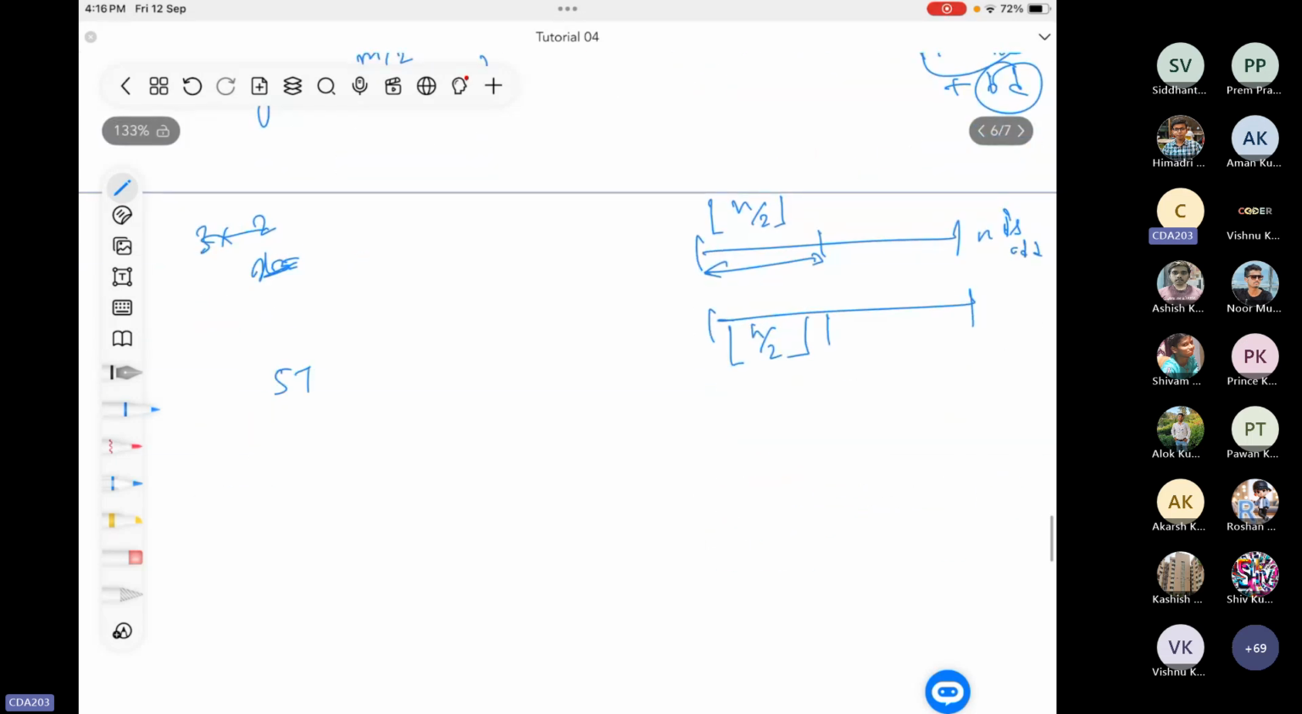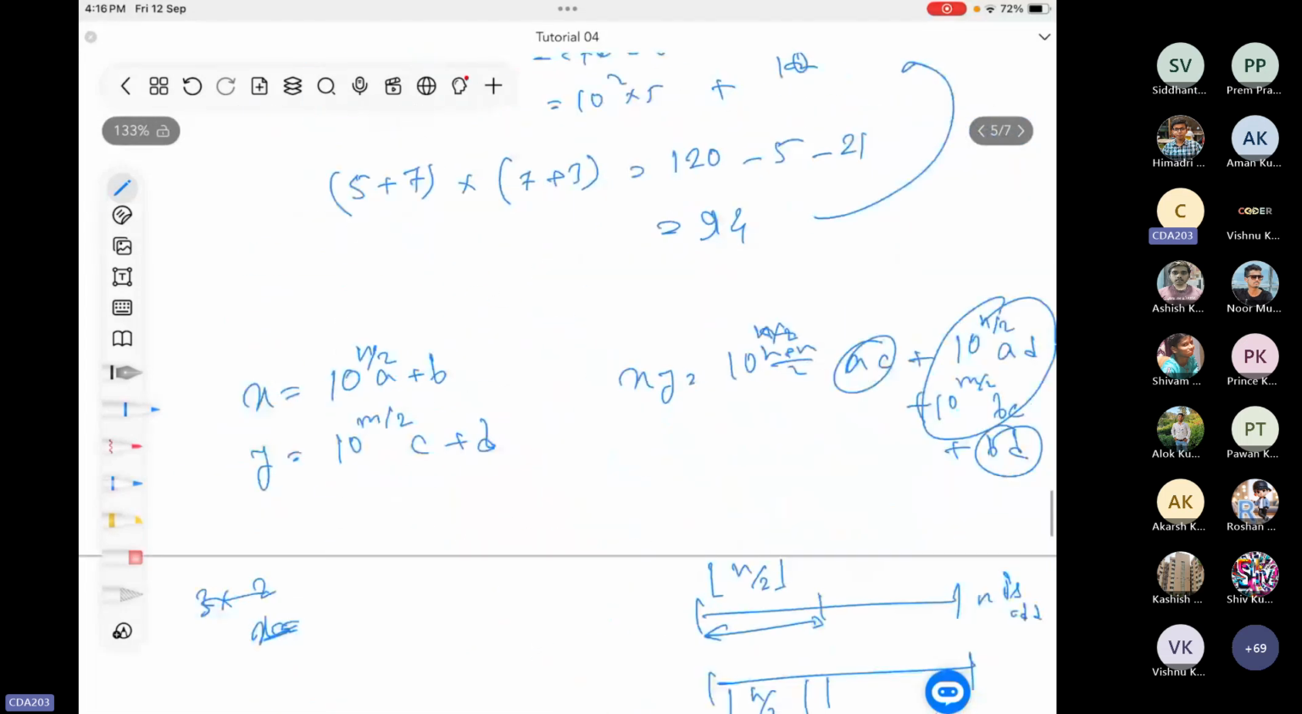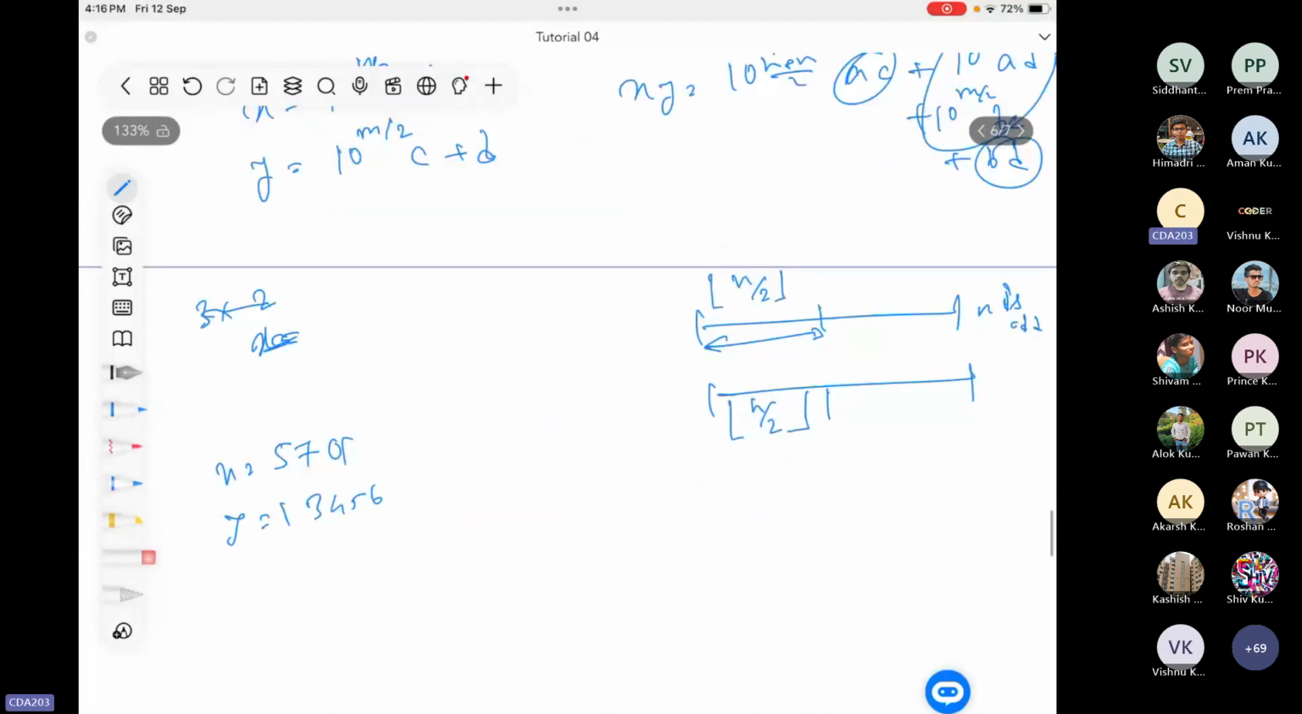For example, if you think about x equal to 57901, y equal to 13456, then you can think about these as A, these as C, this as B, this as D.